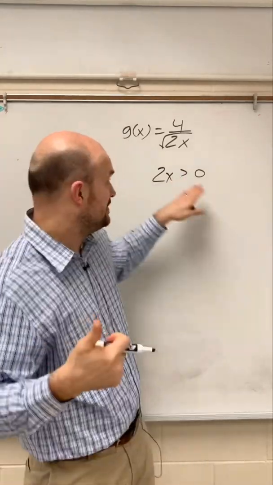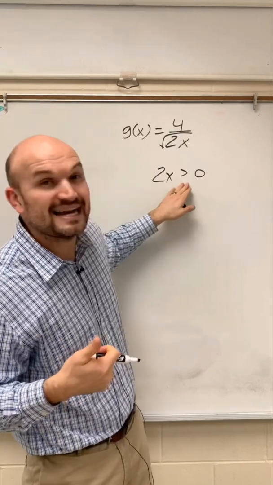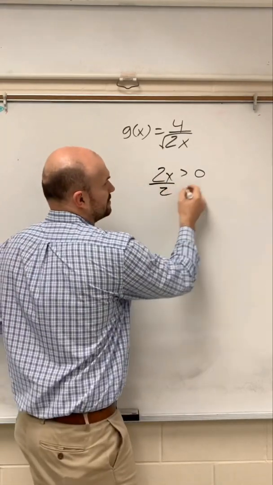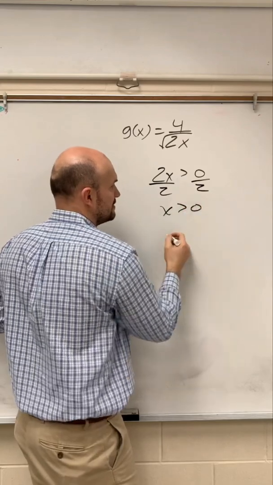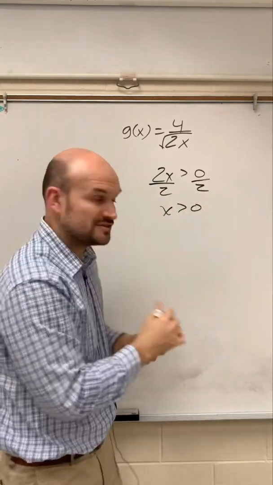I can't divide by 0. This is not going to give me values that'll be 0, and it has to be greater than or equal to 0. So therefore, dividing by 2 doesn't change anything. So therefore, I can say x is greater than 0.